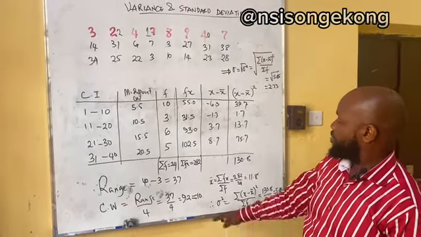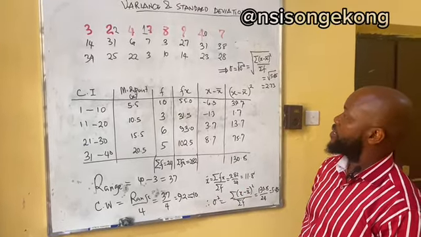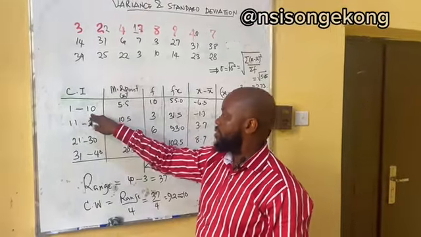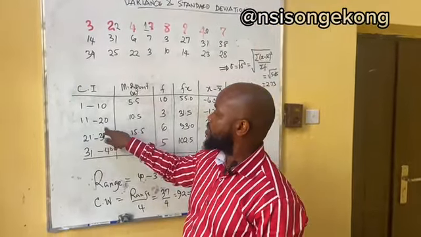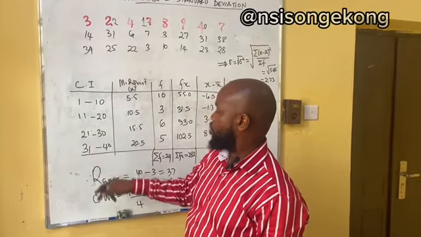Okay, so now that we have 10, it means that each of the classes will contain 10 elements, 10 data points. So I now have 1 to 10, that's 10 of them, 11 to 20, which will still contain 10, 21 to 30, that's 10, and 31 to 40.